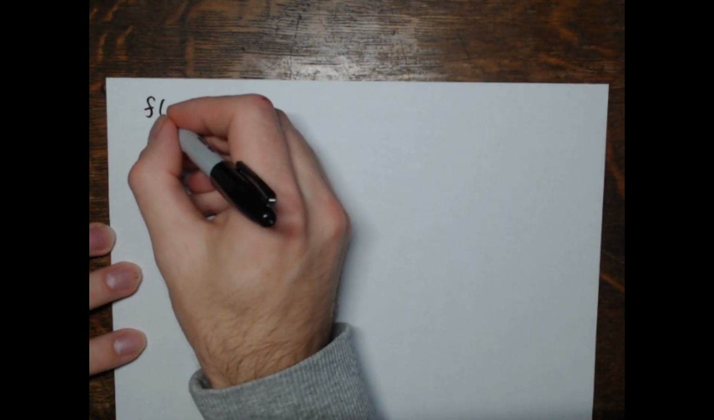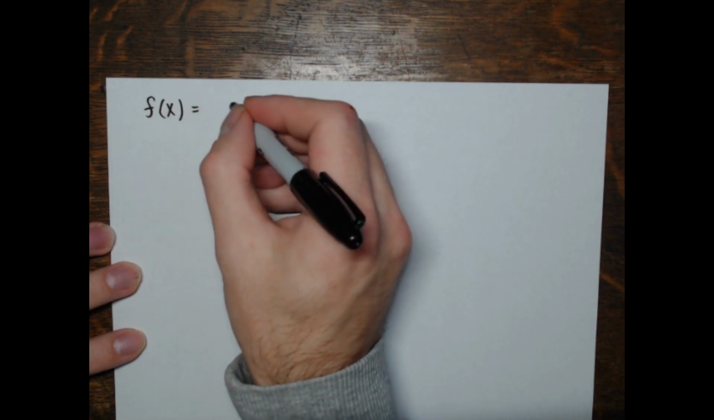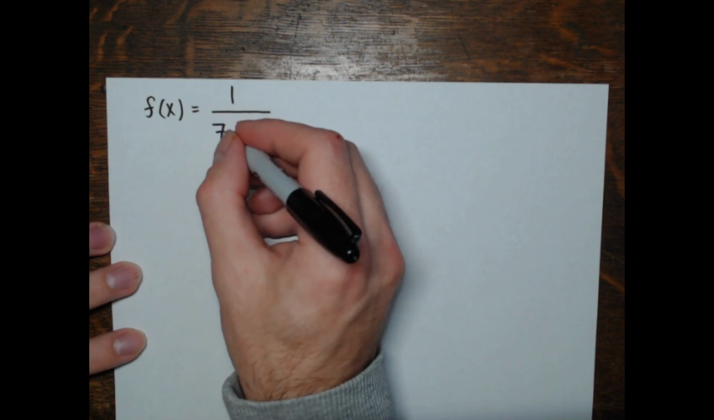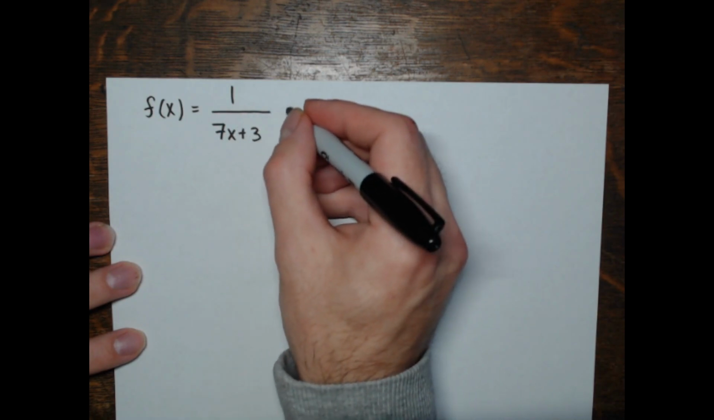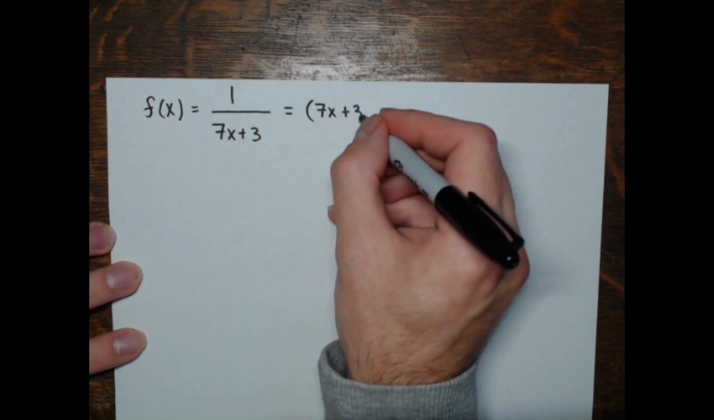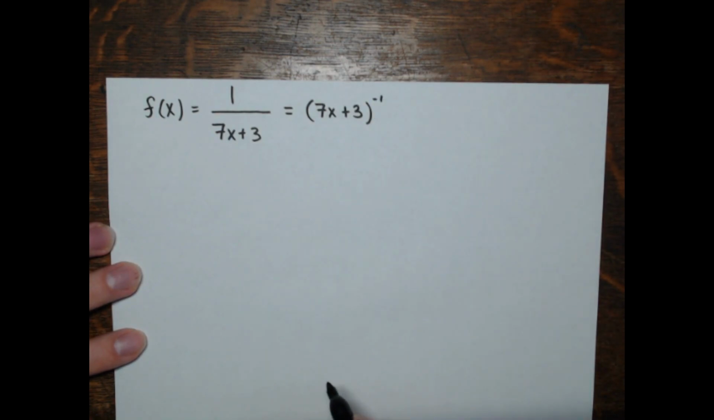So f of x given here is 1 over 7x plus 3, which, because I'm going to be doing derivatives, I'm going to think of as 7x plus 3 to the negative 1. That'll make derivatives a little easier to do.